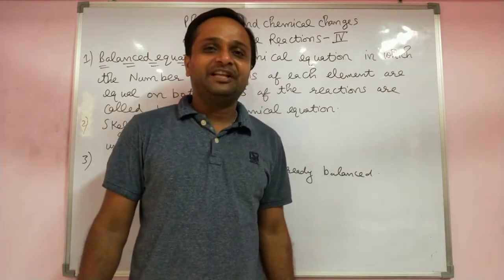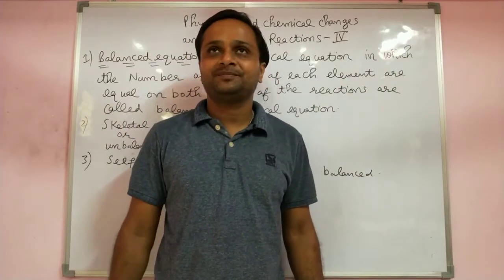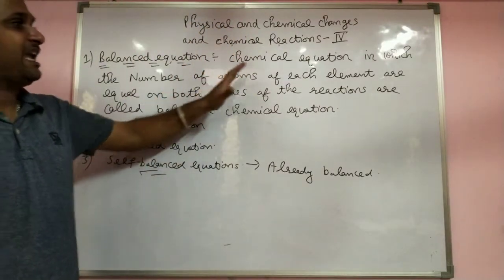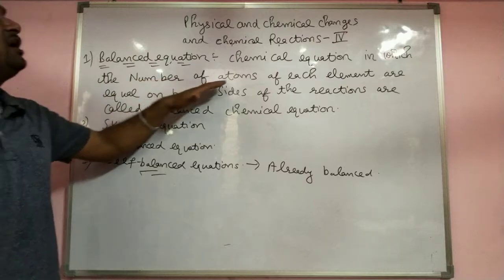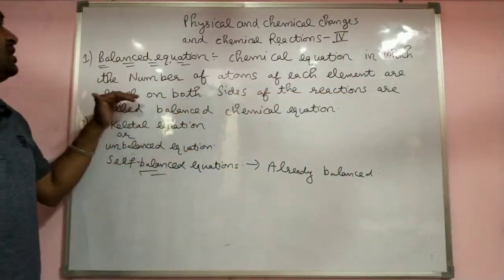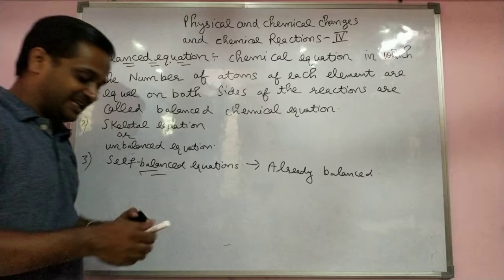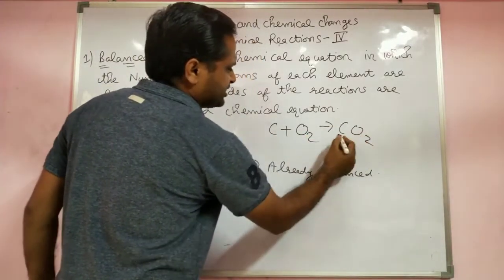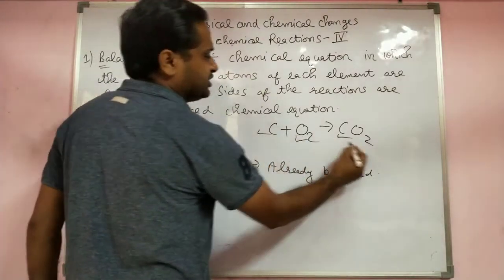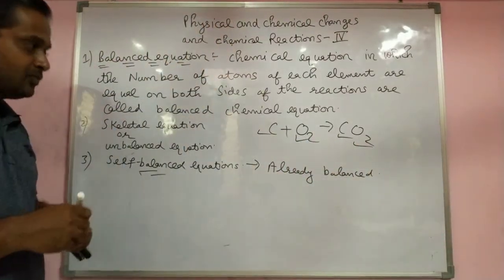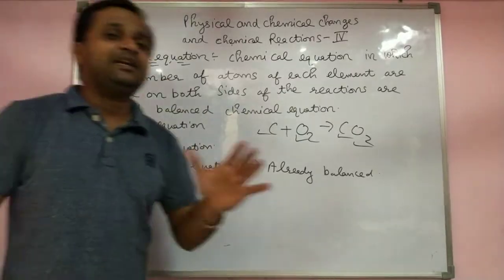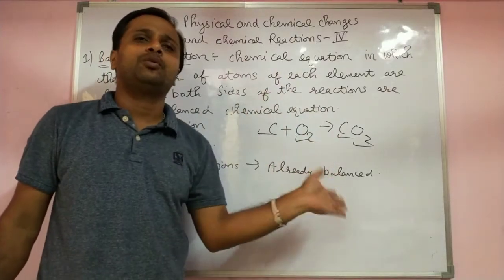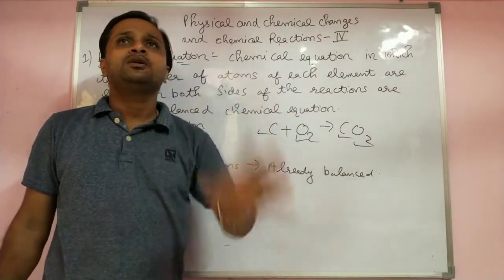In the last lecture, we discussed how to balance the equation. We again revise the topic: what is a balanced equation? It is a chemical equation in which the number of atoms on each side, reactant and product, is equal. Already told, C plus O2 gives CO2. This side also one carbon, this side also two oxygen, already balanced. So a balanced equation is one in which the atoms of each element are equal on both sides, reactant side and product side.